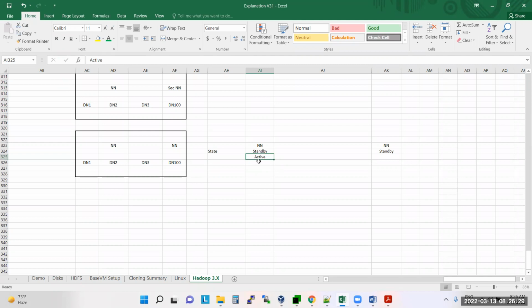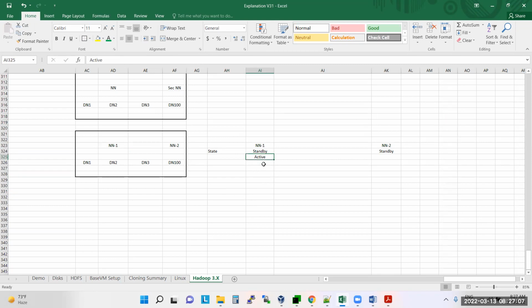So can I make it like name node 1 and name node 2? Sir, there can be multiple name nodes, right, sir? 1, 2, 3, 4? No, only two name nodes. Both name nodes are standby. Now I'm making name node 1 active. So now when I run commands, all commands will be executed by the active name node. Yes or no?